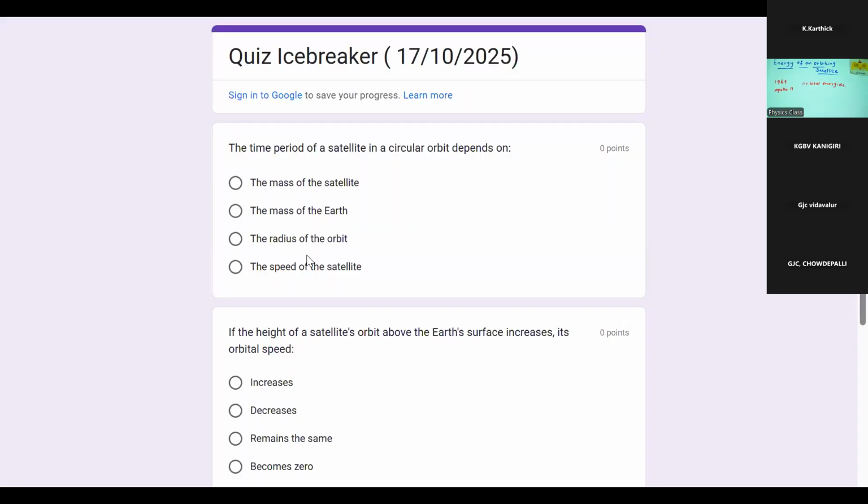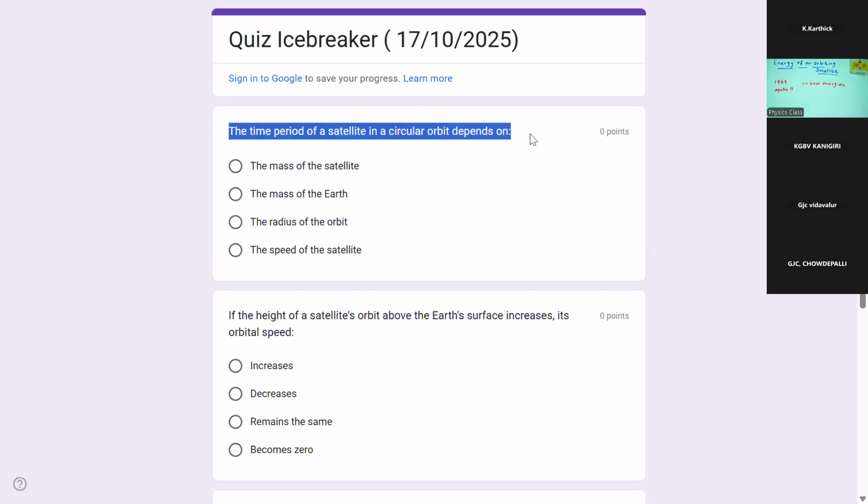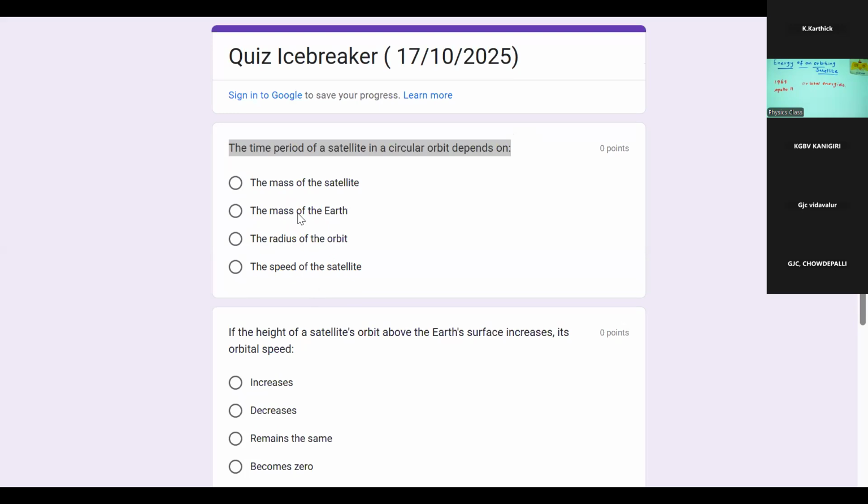Good. So this is the first question. The time period of the satellite in a circular orbit depends upon the mass of the satellite, the mass of the Earth, the radius of the orbit, or the speed of the satellite. We saw this in previous classes, where we discussed orbiting Earth satellites. Now the continuation: energy of an orbiting satellite.